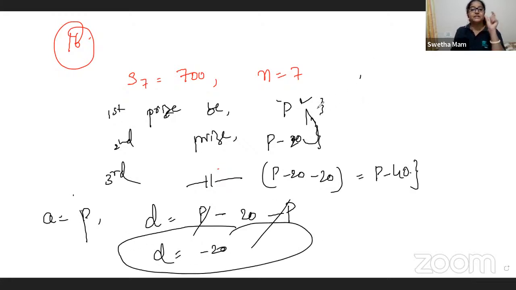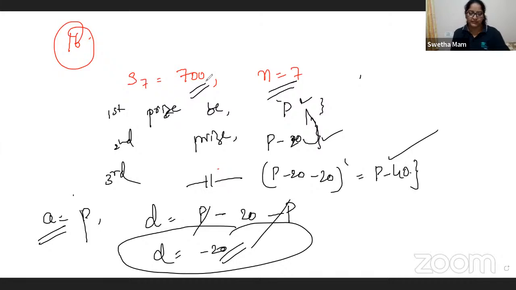Did you understand this? I have taken the first prize as P. They say the second prize is 20 less than the first prize, so P minus 20. Then the third prize is 20 less than whatever the second prize is, so I have taken P minus 20 minus 20, that is P minus 40. So the other two are enough for us. We have P, D, N and SN.